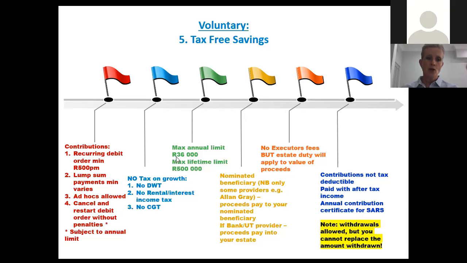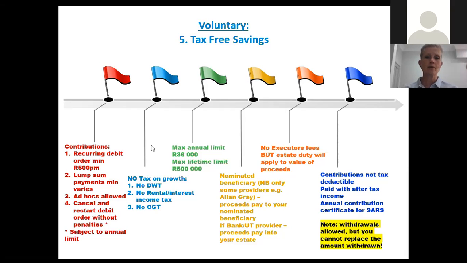So contributions, minimums are 500 a month, lump sums are available. You can do a combination of both, as long as you don't go over the 36,000 annual limit. If you do, they will tax you 40% of any amount put into the investment over and above the 36,000, which is not what we want to do. Ad-hocs are allowed.